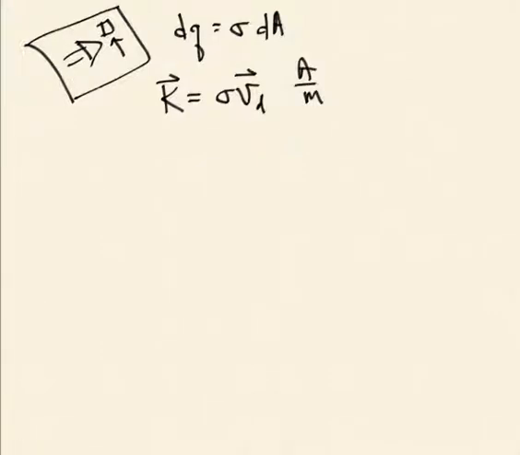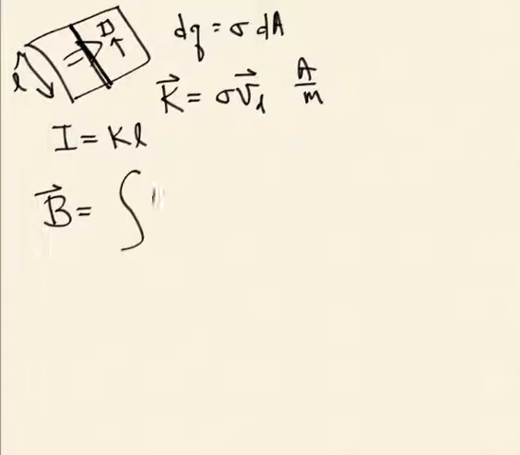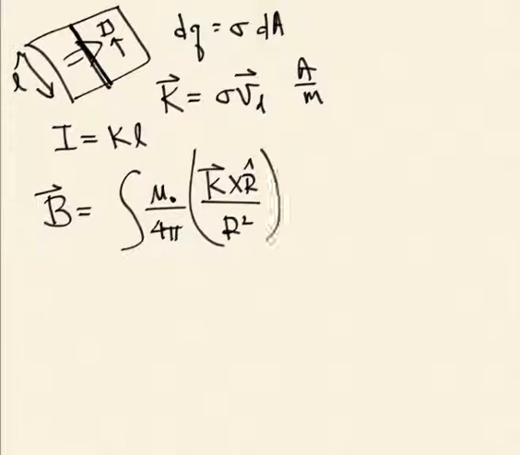The way you think about that is, if I take my sheet of current here and draw a line, then I can count the number of charges that cross that line per unit time and call that the current in this sheet. It will be equal to K times this length L. With that, I can write the magnetic field generated by this sheet of current using the following expression: mu naught over 4 pi, K cross r hat over r squared, dA. And now I integrate over this sheet.